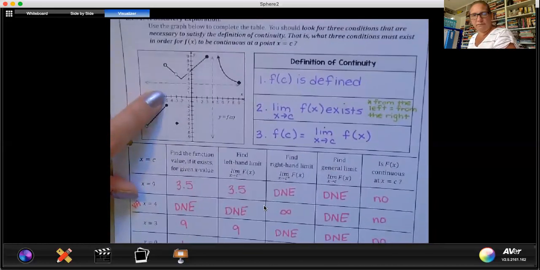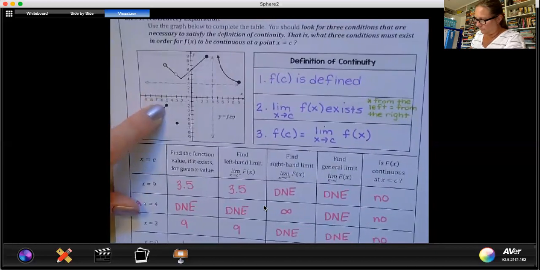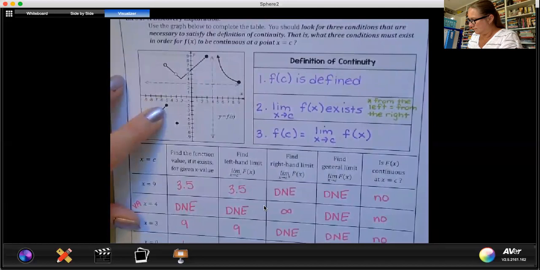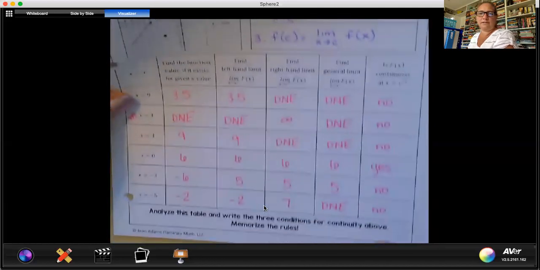Finally, -5. Functional value is going to be your closed circle, -2. Left-hand limit, -2. Right-hand limit, +7. General limit does not exist. No, it is not continuous.